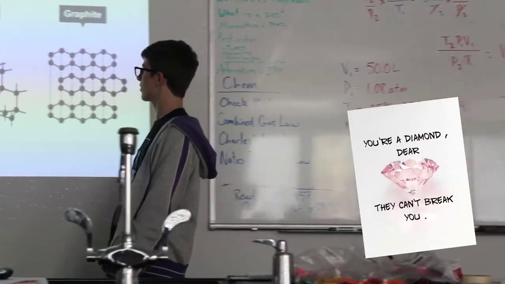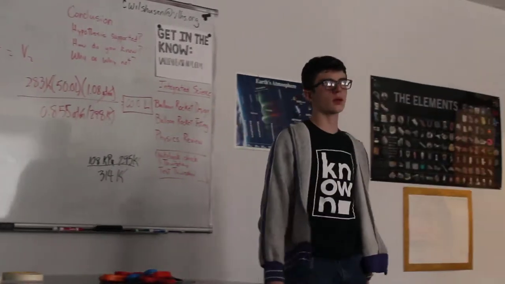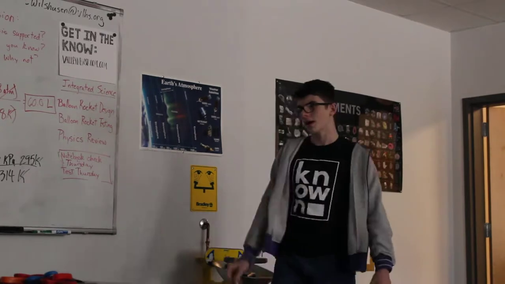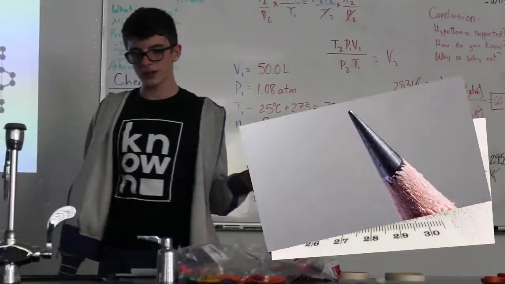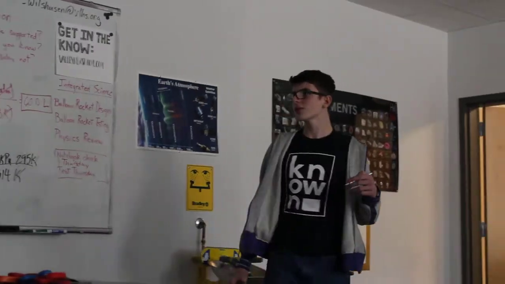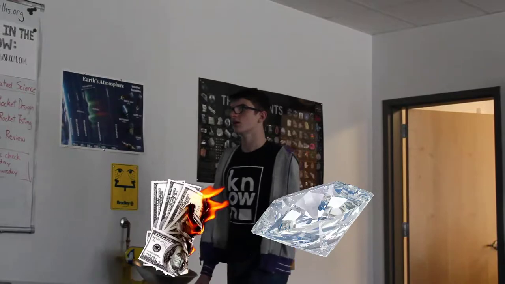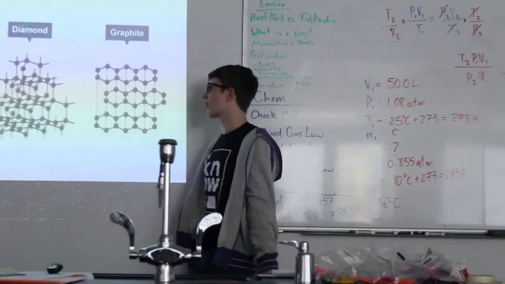They're very, very strong. Now, diamonds and graphite externally appear to be incredibly different. I mean, one of them is the crumbly stuff that you get in pencils. It's cheap, it's black, it's crumbly. And the other one is expensive, clear, and essentially indestructible. I mean, what gives? They're both carbon.